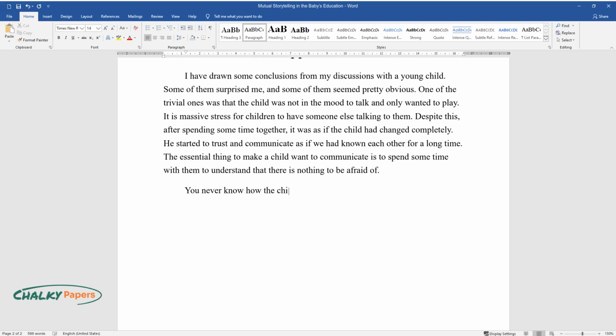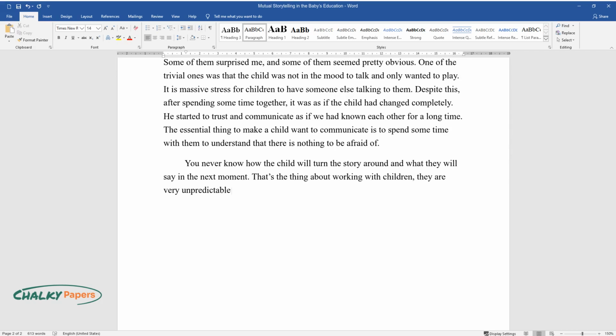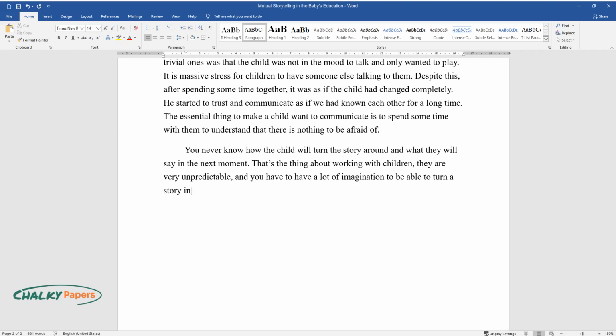You never know how the child will turn the story around and what they will say in the next moment. That's the thing about working with children, they are very unpredictable, and you have to have a lot of imagination to be able to turn a story in the right direction.